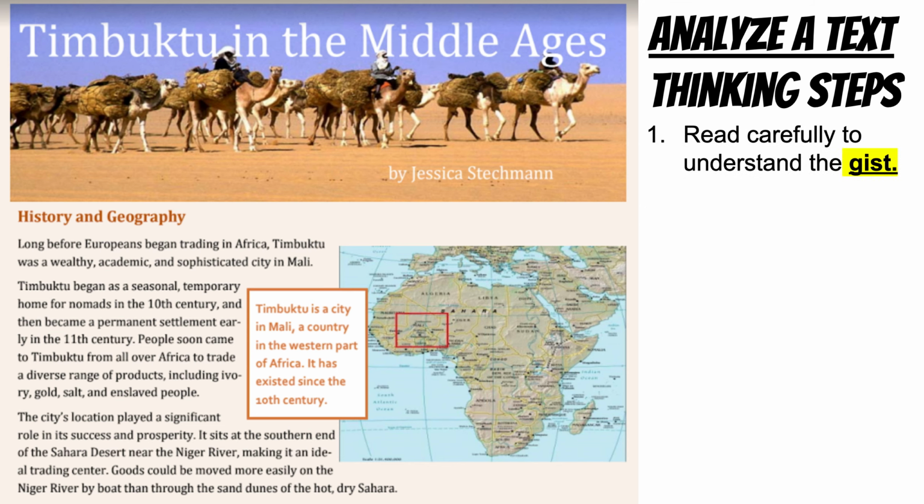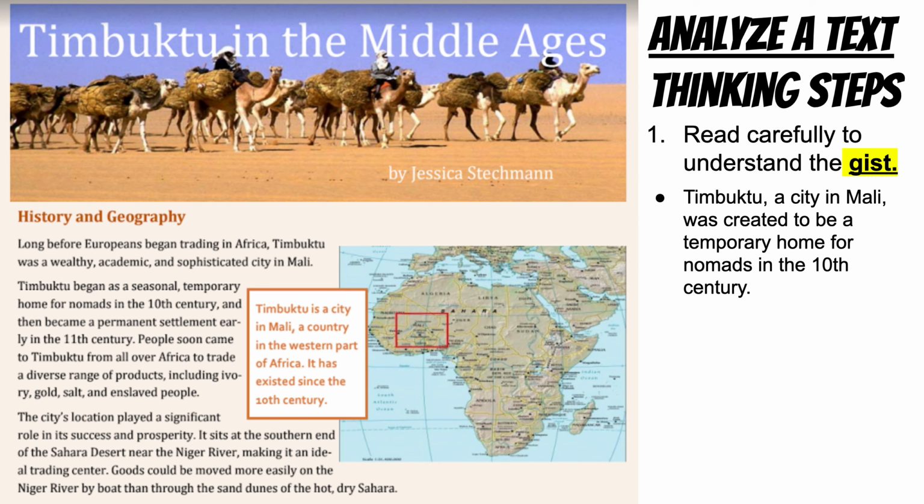We just read carefully together, so let's review some of the gist statements that we wrote. Remember that when you write a gist statement and you have a subheading, you want to make sure that your gist statements reflect the information that is in the subheading. So in this case, we want our gist statements to talk about the history and geography of Timbuktu in the Middle Ages. One important thing that we learned is that Timbuktu was a city in Mali and was created to be a temporary home for nomads in the 10th century.